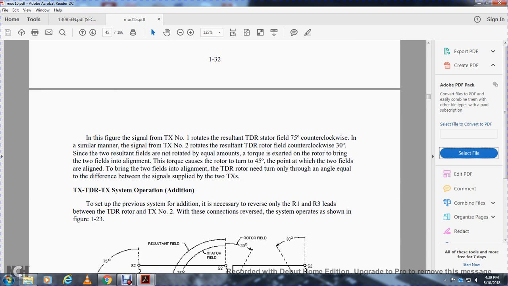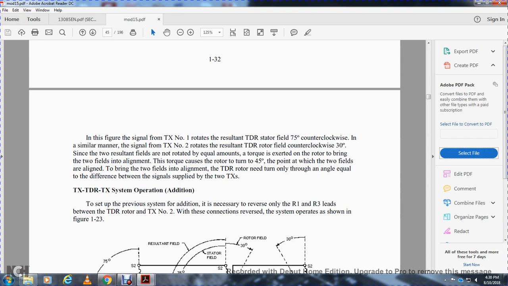The signal from torque transmitter number 1 rotates the stator field of the torque differential receiver 75 degrees, and in a similar manner the signal from torque transmitter number 2 rotates the rotor field of the torque differential receiver counterclockwise 30 degrees. Since the two resultant fields are not rotated an equal amount, torque is exerted on the rotor to bring the two fields into alignment.